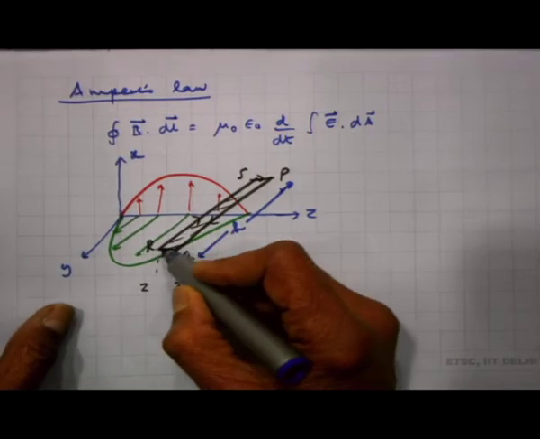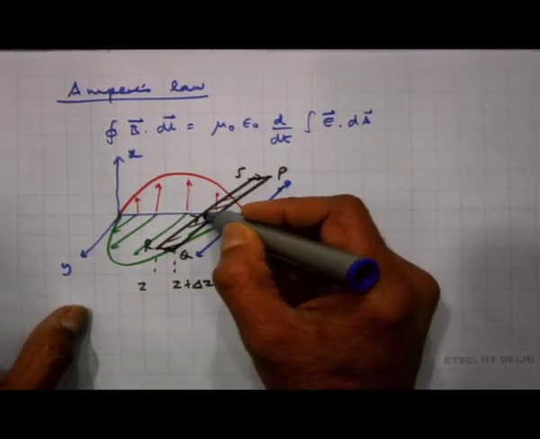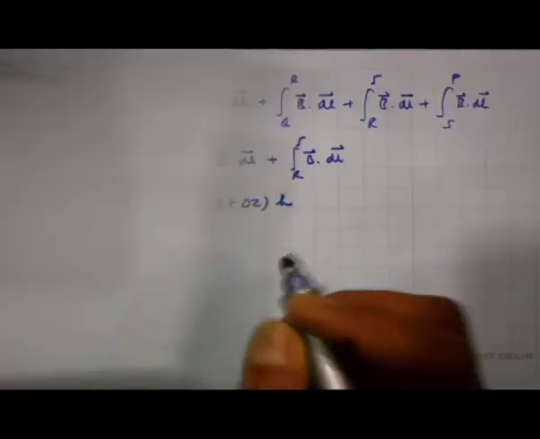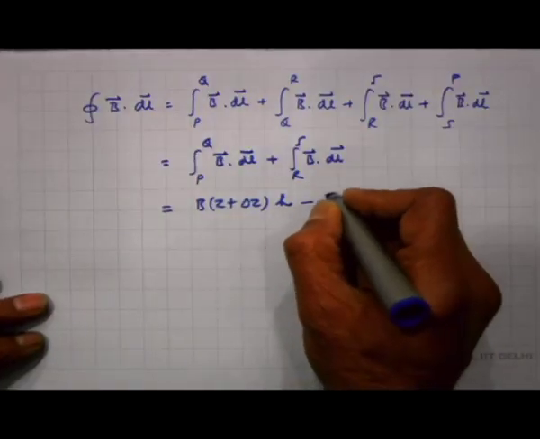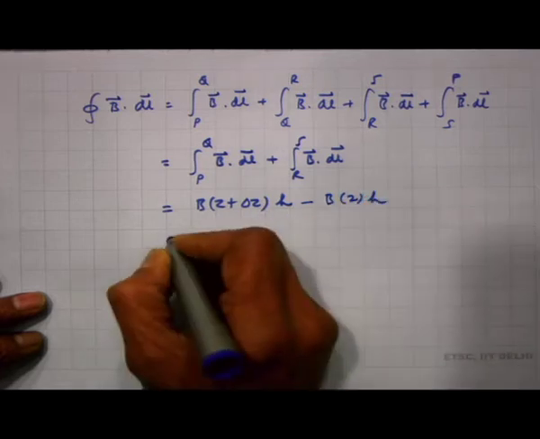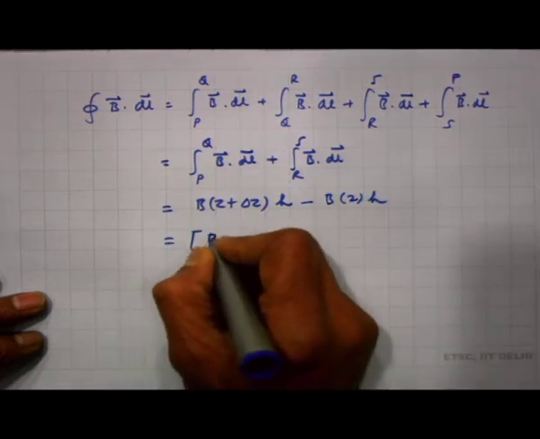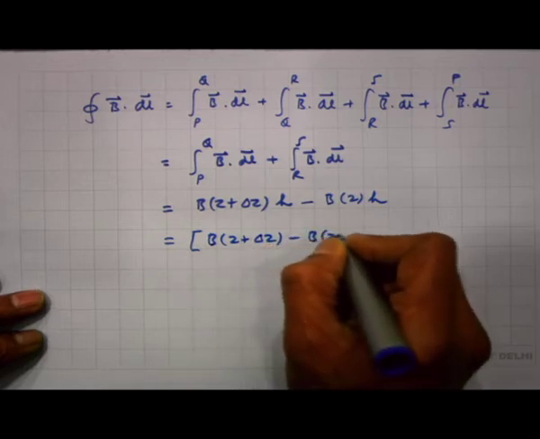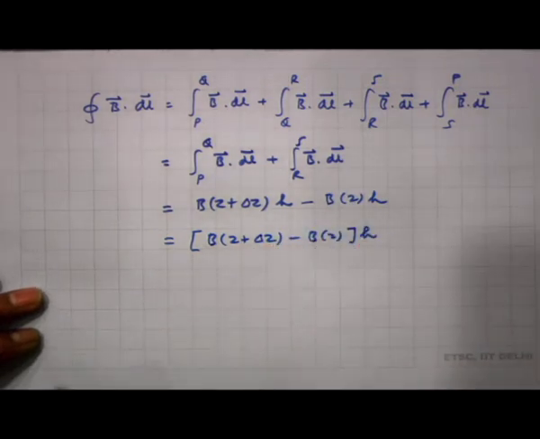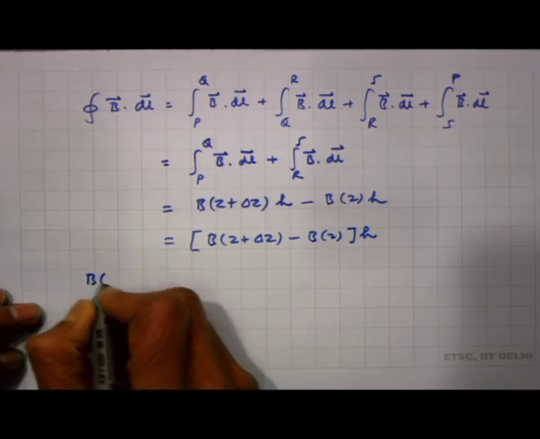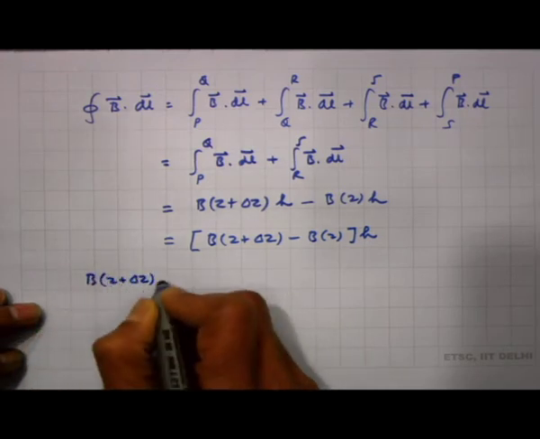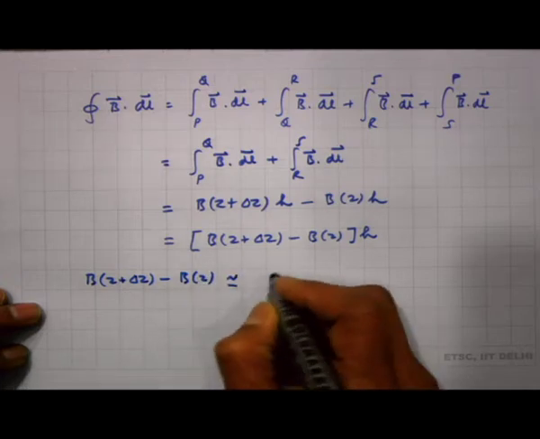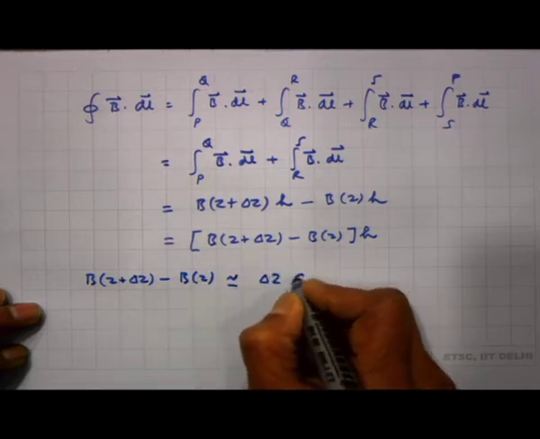Now, look here, in the R to S integral, the magnetic field is pointing along the y direction and my integration is along the minus y direction. So, I will get a minus sign. So, I will get minus B of z into h, which is nothing but B of z plus delta z minus B of z, into h. Now, as before, B of z plus delta z minus B of z is approximately equal to delta z into del B by del z.